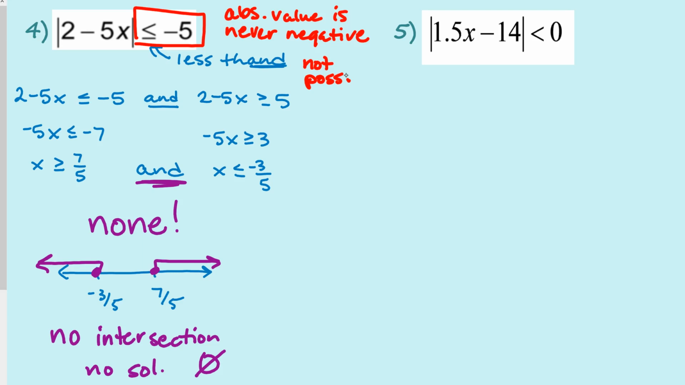Okay, let's take a look at number 5. Maybe there are 2 ways to do this one as well. We should probably investigate. Let's start by investigating the stop and think method. The absolute value of something is less than 0. Can the absolute value of something ever be less than 0? No. Can't be negative. Not possible. We just saved ourselves a lot of work. We can just put empty set or no solution or something like that.